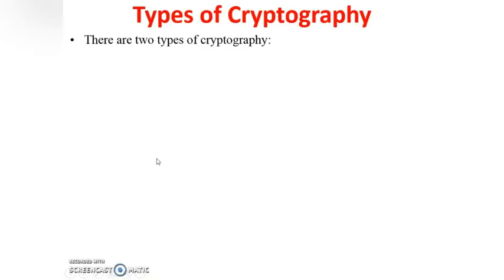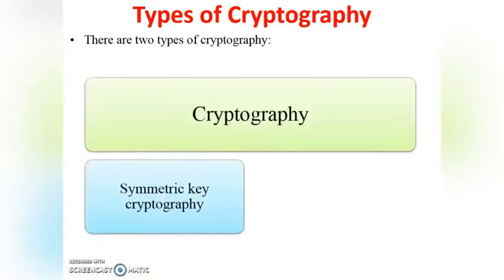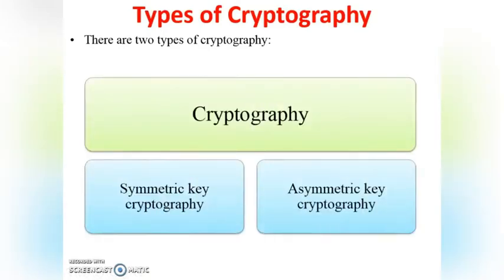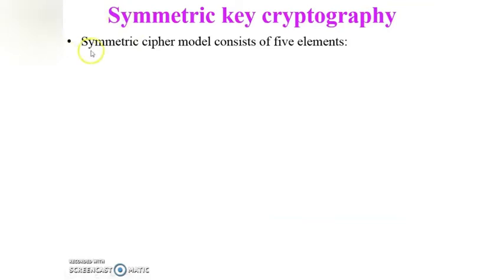Basically there are two types of cryptography. One is symmetric key cryptography and the second one is asymmetric key cryptography. In this video we are going to discuss symmetric key cryptography.